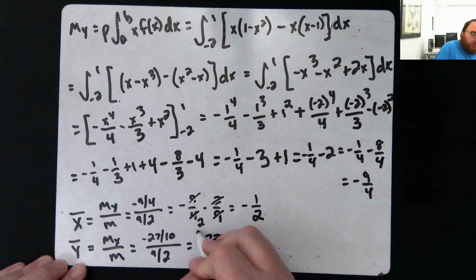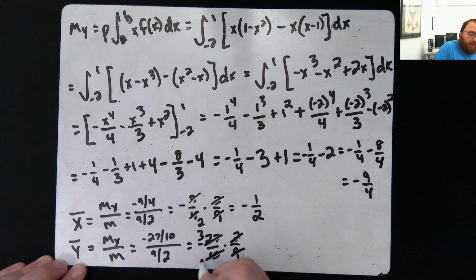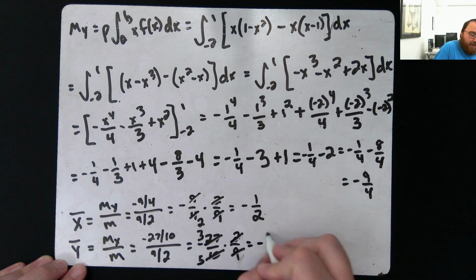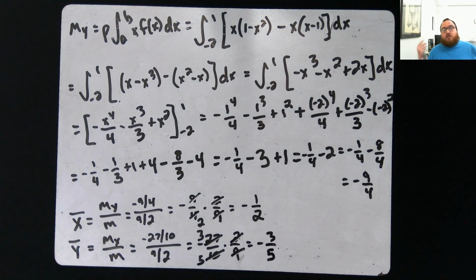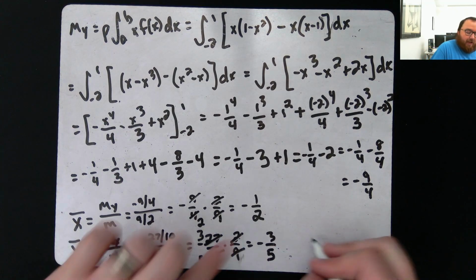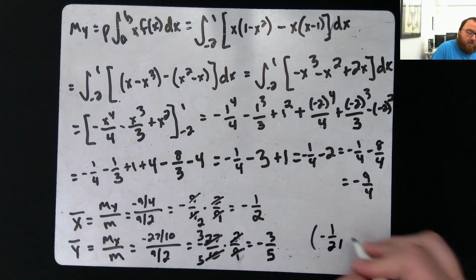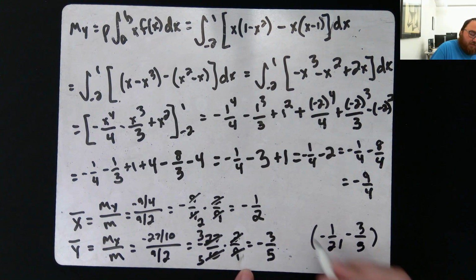27 over 9 is 3. 2 over 10, I can put a 5 down here. So I get negative 3/5. So the centroid is at negative 1/2, negative 3/5.